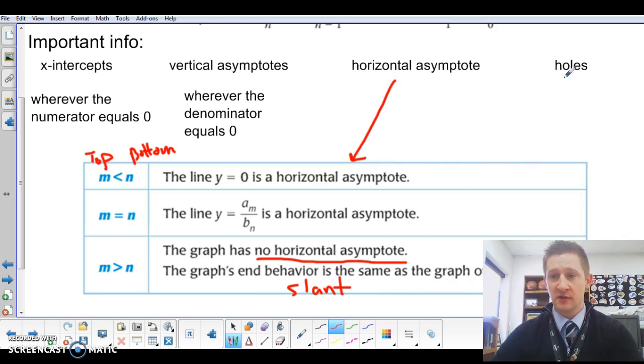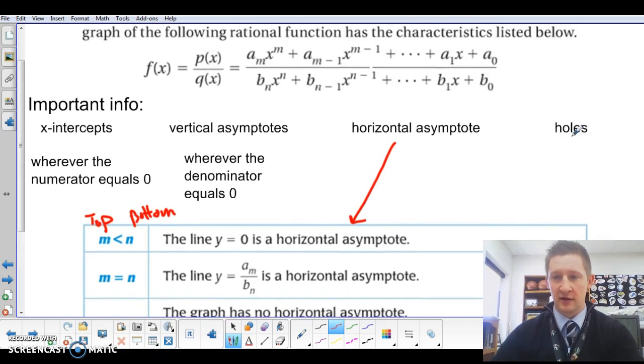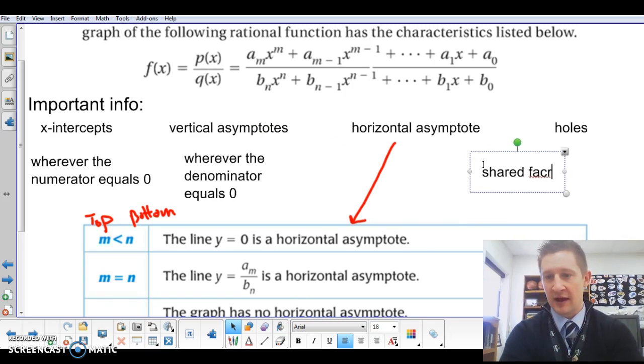The last thing to make note of here is the idea of holes. There are some functions where holes show up in the graph. It won't necessarily be a vertical asymptote, but there's some number that, if I plug it into the denominator, makes it equal 0. What makes it a hole instead of a vertical asymptote is if I have a shared factor in my numerator and denominator.